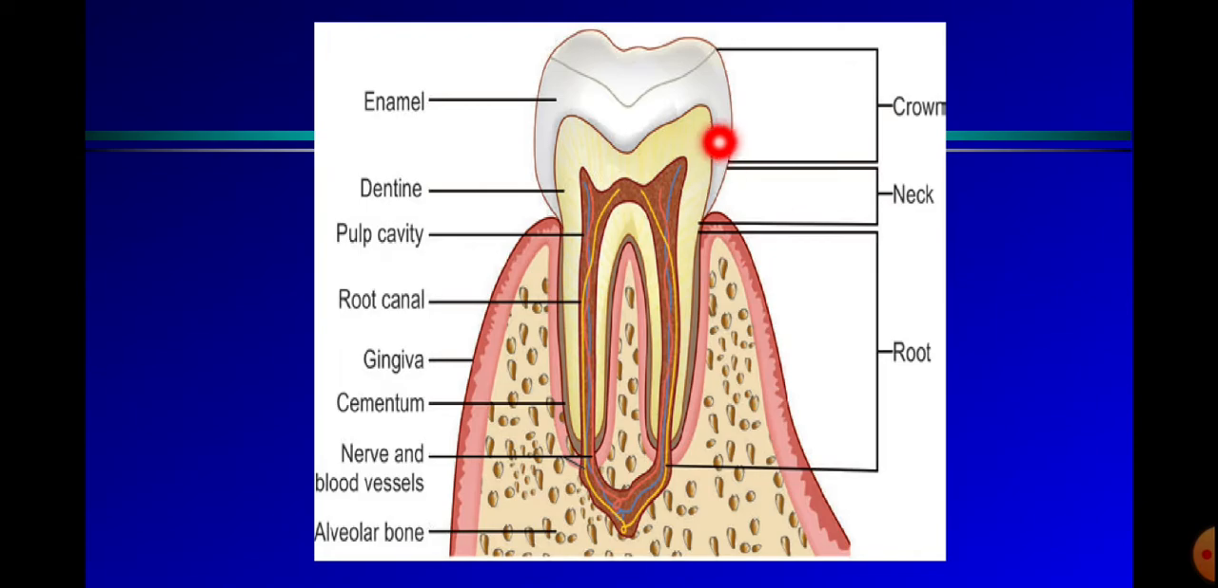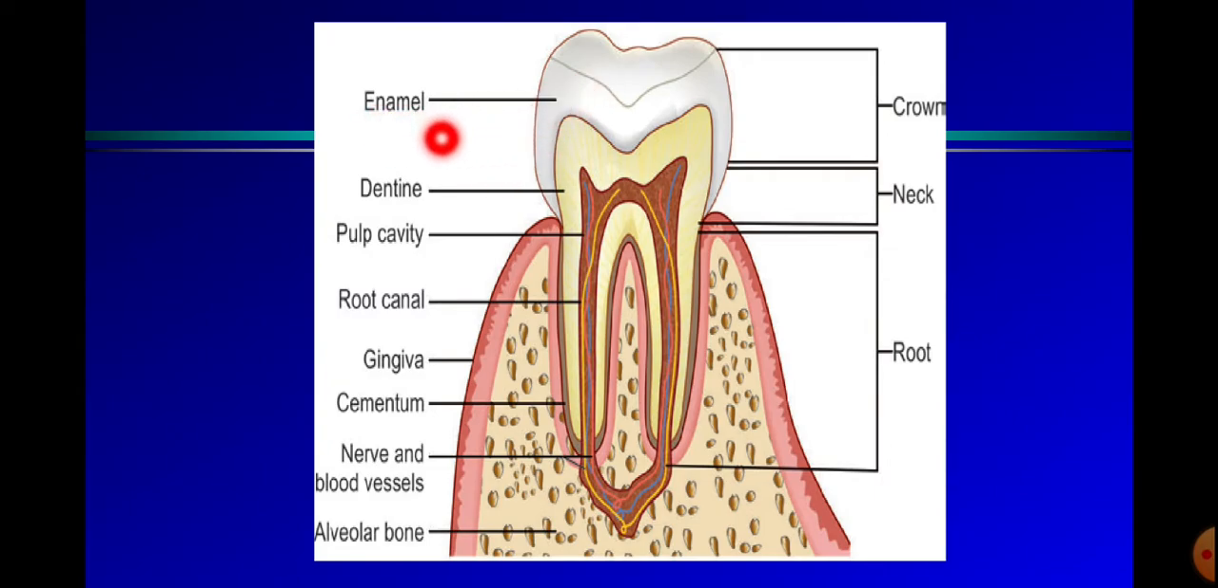Okay, so these are the three main parts. The outer part which is visible is called the crown. Here is the neck, and this is the root portion which is embedded in the jaw, in the gum. So this is the root part, this is the neck part, and this is the outer part called the crown.